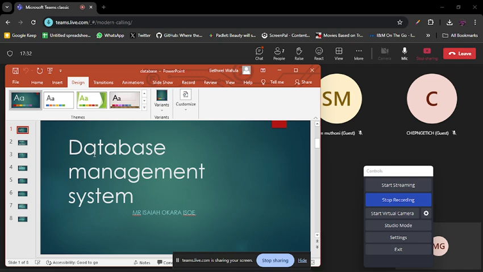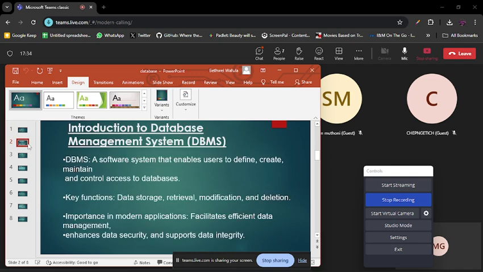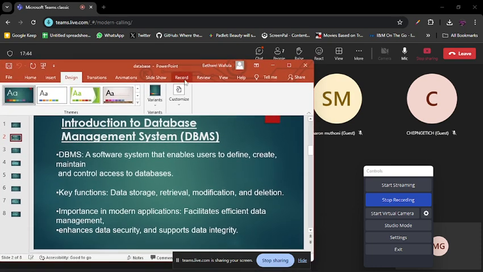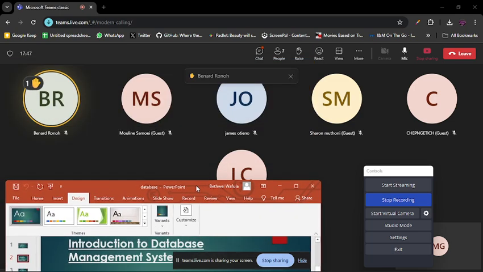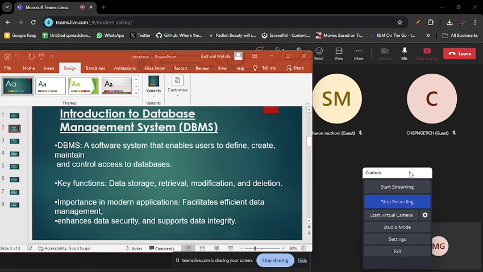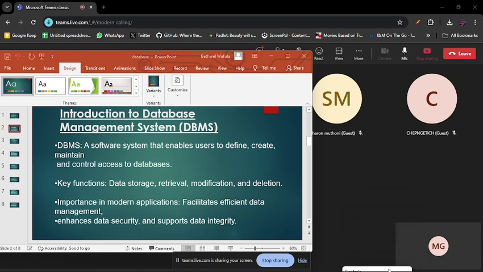So what's a database management system? Who has a clue about it? Bernard: DBMS, a software system that enables users to define, create, maintain, and control access to databases. That's a good suggestion, and he has gotten it.